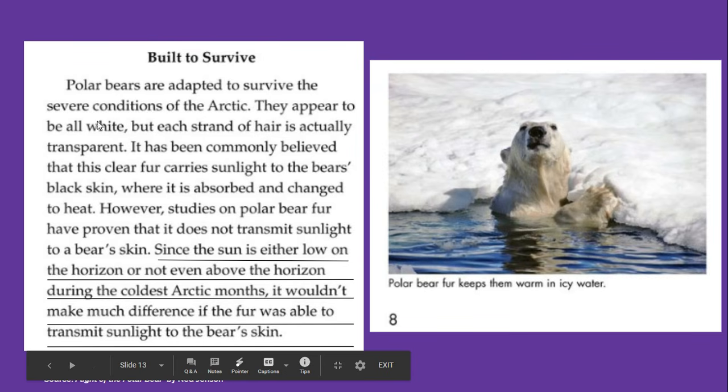Okay, now there were some compound sentences in here and some simple sentences as well. Polar bears are adapted to survive the severe conditions of the Arctic. Is that a simple, compound, or complex sentence? That's a simple sentence. How about the next sentence?